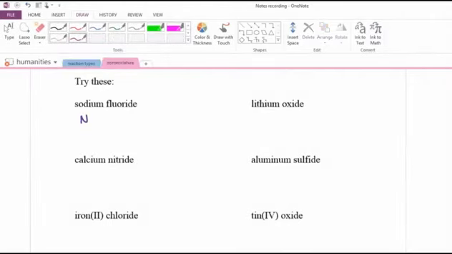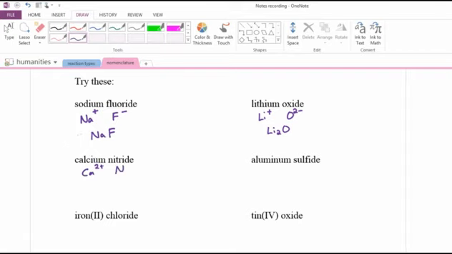Sodium is Na. We find it on the periodic table. Group 1, it has a +1 charge. Fluoride is F. From its position on the periodic table, we know that it is a -1. Crisscross charges, NaF. Lithium, Li, group 1. Oxygen, O with a 2-. Crisscross charges.